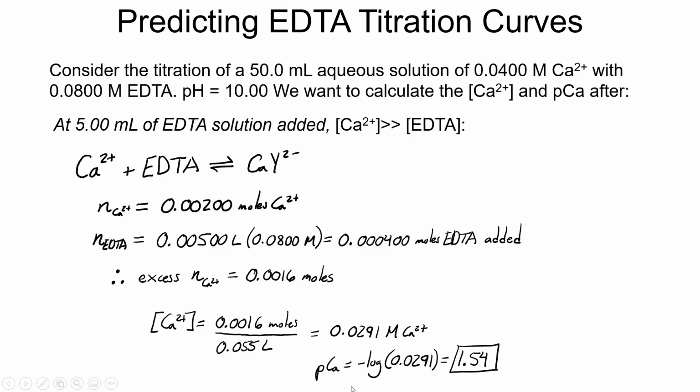To figure out the pCa value, we then simply take the negative base 10 log of our calcium concentration. The negative base 10 log of 0.0291 is 1.54. And after 5 mL of EDTA solution added, our pCa value should be 1.54.